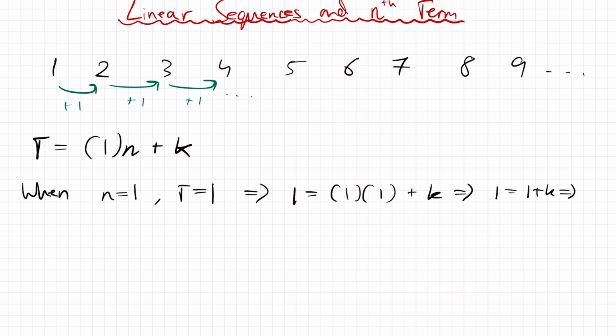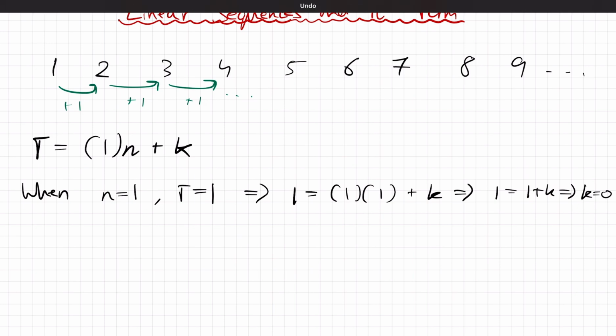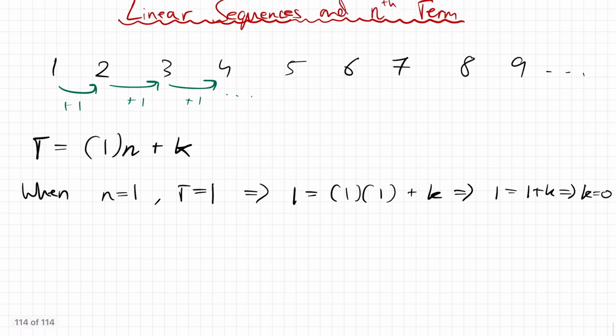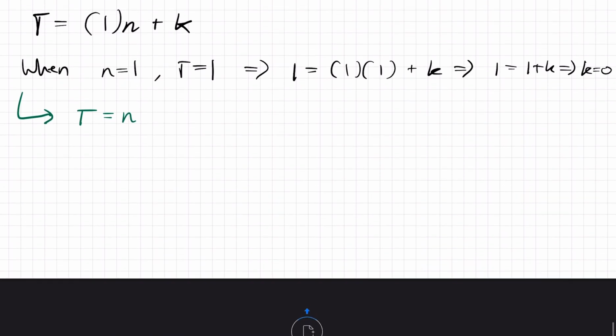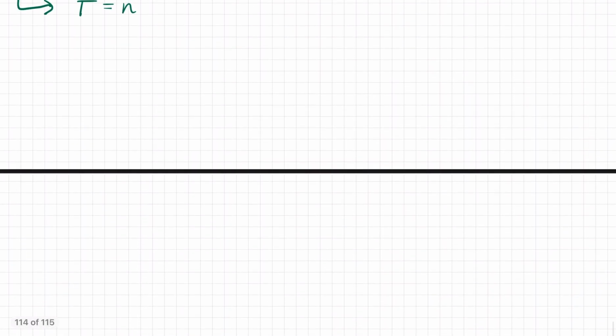So k equals 0. So once you solve for k, that's all we need, because we can take this information and substitute it back into our equation. So I get t is equal to 1 times n plus 0, which is just t equals n. So here's the nth term for this sequence. It's pretty self-explanatory because it's just 1, 2, 3, 4, 5, 6 forever, but let me show you a slightly more challenging example.